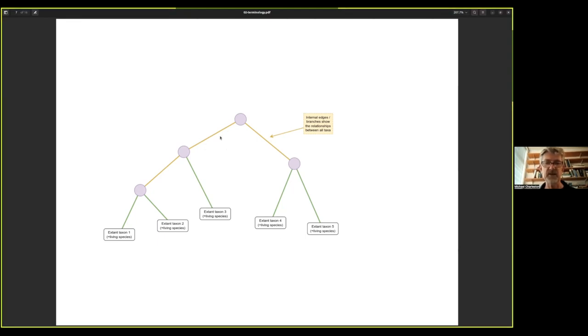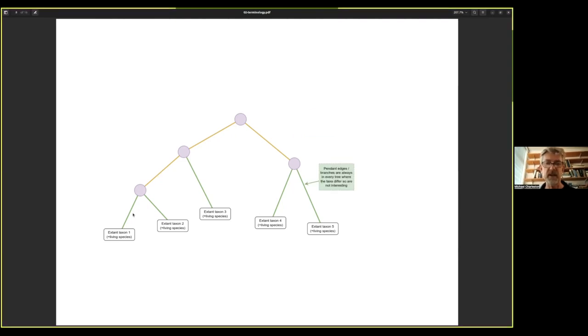And each of these branches corresponds to one of those hypotheses. So one way of thinking about a tree in general is as a collection of hypotheses that are compatible, that will all fit on the same tree.